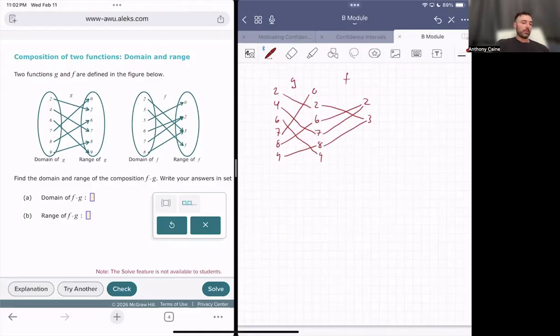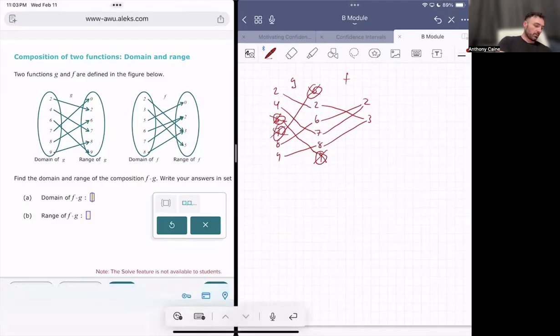So for example, this 9 is not going to be in the domain of F, so we can take out this 6. It's not going to be in the domain here. Similarly, this 0 is not in the domain of F, so we can take out this 7. It's not going to work. I think everything else is okay.